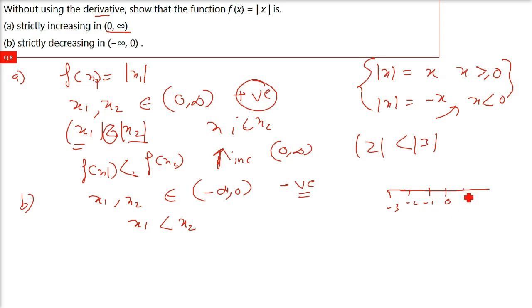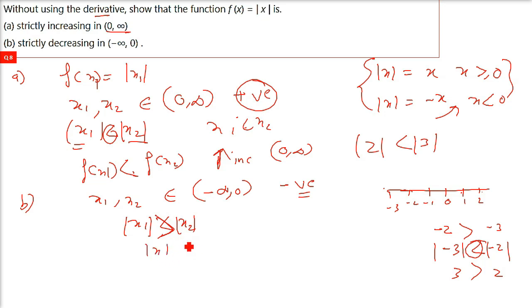If you are confused, take real examples. So I'm showing you a real example. The number always increases from left to right in the number line. So negative 2 is actually greater than negative 3. If I want to show it with the less than sign, negative 3 is less than negative 2. That you already know. But when you take the modulus, what will happen? This will be 3, this will be 2. Now 3 is greater than 2. So when you take the modulus, the less than sign will change to the greater than sign. So modulus x1 has now become greater than modulus x2.